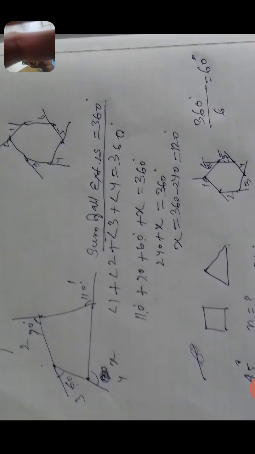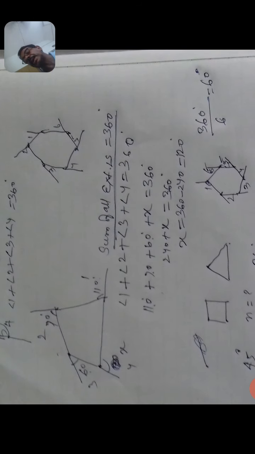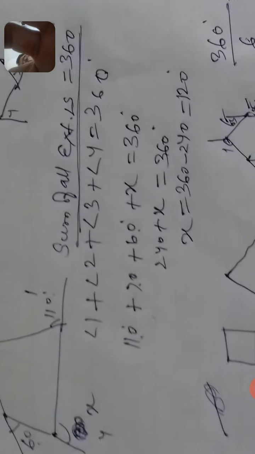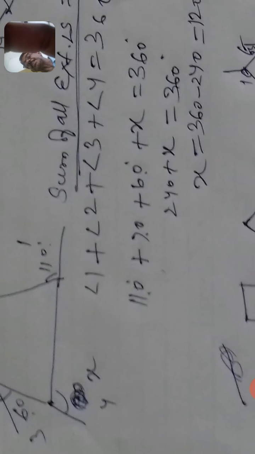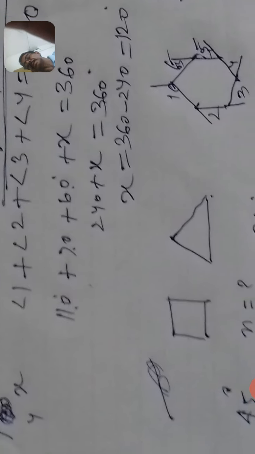So here you see that the measures of some exterior angles are given. Three exterior angles are given, so we can find the fourth exterior angle by the angle sum property of exterior angles. You see that angle 1 plus 2 plus 3 plus 4 is 360, and we write the measures of the given angles, and we can get the value of the unknown angle here.